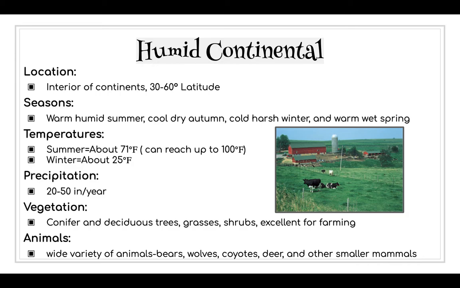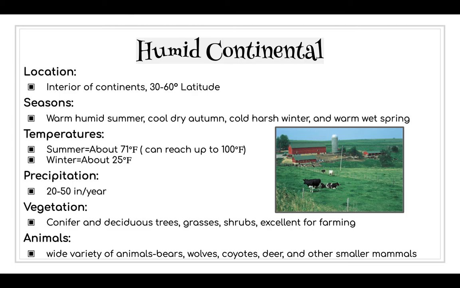In the summer, the average is around 71. In our area, because we're kind of on the lower edge of it, we get higher temperatures. So our average here would probably be in the 80s. But we can reach up to 100 degrees. Even, we've had temperatures up to 110 in this area. And then winter, the average is around 25 degrees. But once again, that can get really low. It can go down into the negative tens.